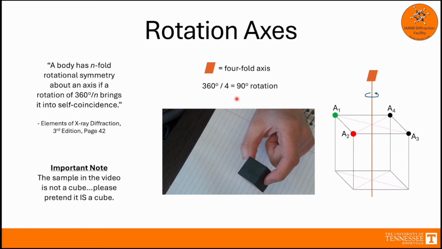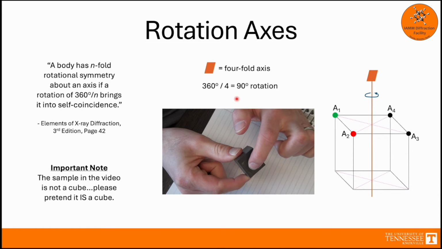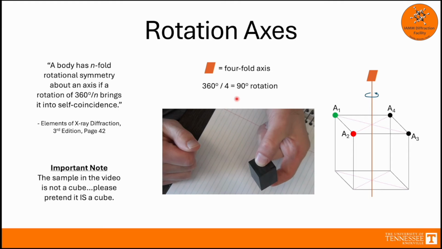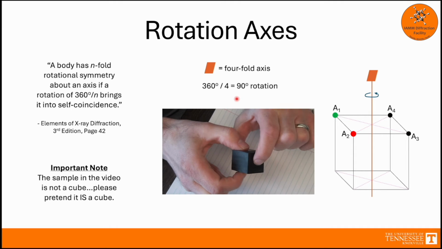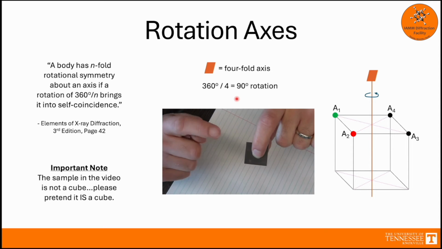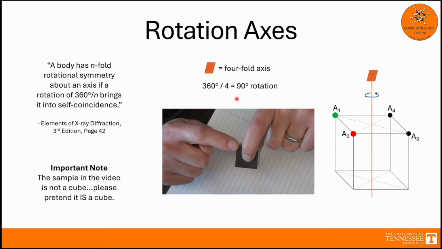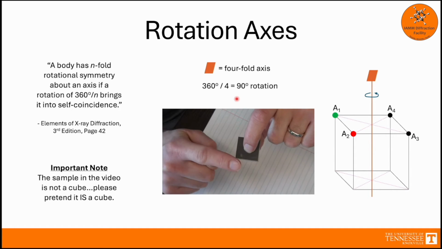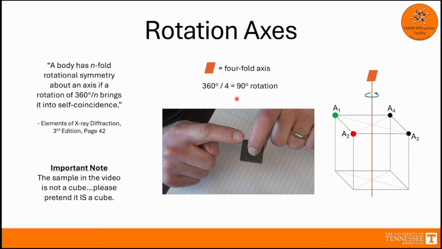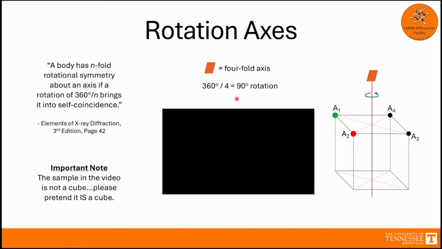So we see for the 4-fold axis, the axis goes through 2 opposite faces. I'm going to put my finger in the center of that face, and then in the center of the bottom face. And that is going to be my axis of rotation. If we hold it like this, and we said that this is our A1 corner, if I rotate it 90 degrees, it's going to become this corner. There we go. So that is the 4-fold axis.